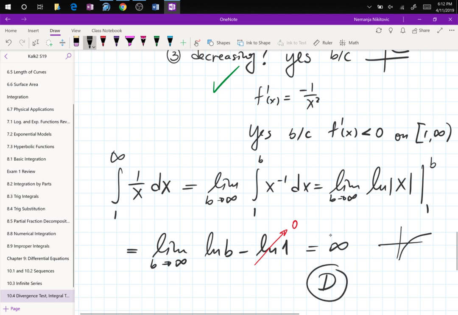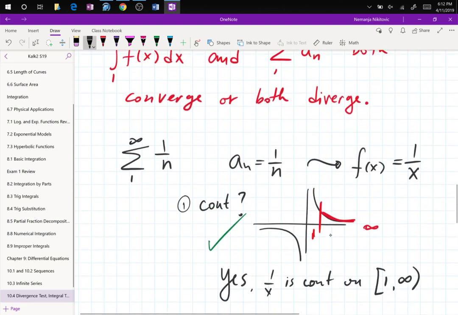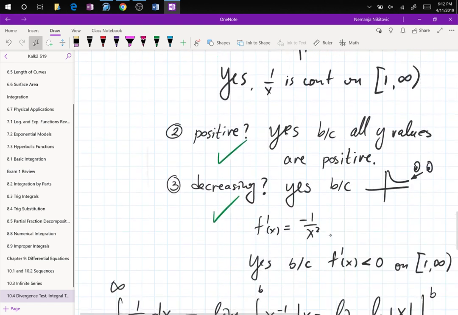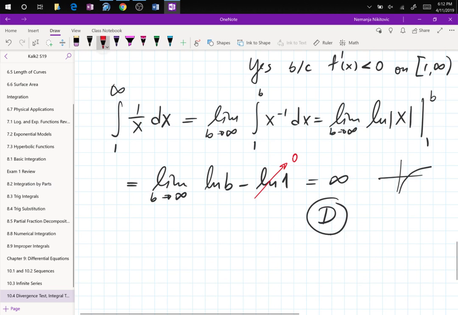Okay, so the integral diverges. Are we done with the problem? No, because you proved the divergence of the integral. No one cares about that. Your question was, what's happening with the series? Well, now you go back to the test, and it says that they share the same fate. So now you have to say, and here is the answer. Ready for the paragraph? Answer.